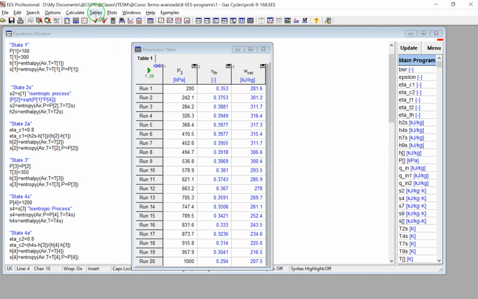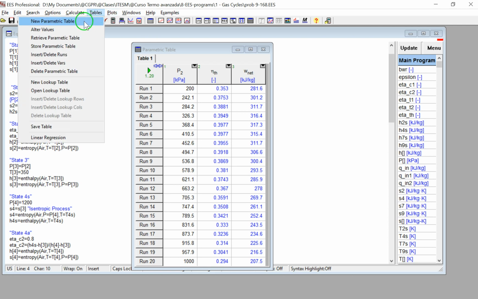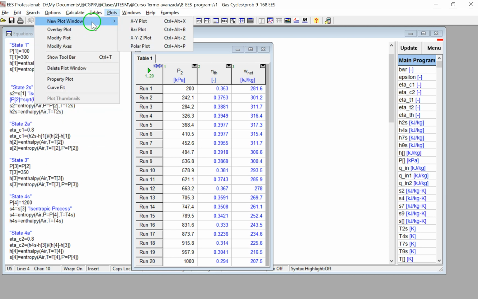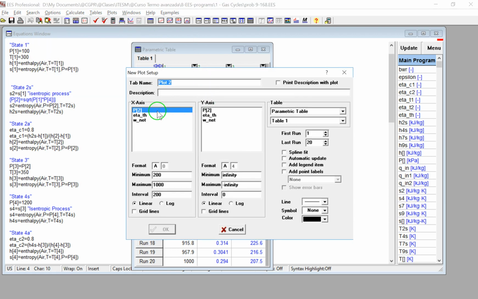So instead of trying to read, I will create a plot. Plots are very useful to get insight. New plot. I want an X, Y, and I will create P versus the efficiency. I will create an automatic update if I change anything. Spline, make a smoother line. I will add the legend, and I would like to have this symbol for the efficiency.